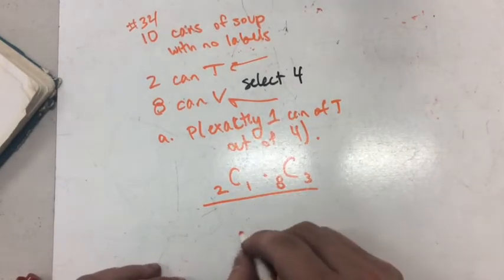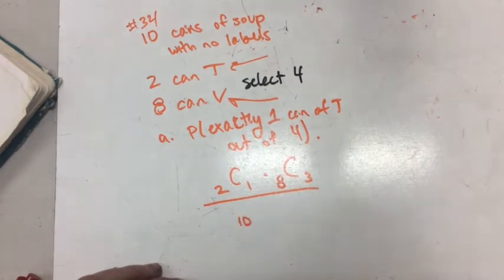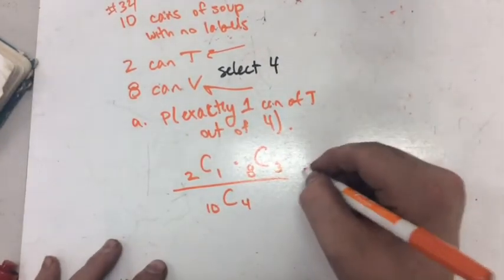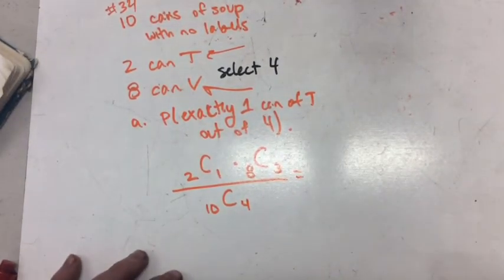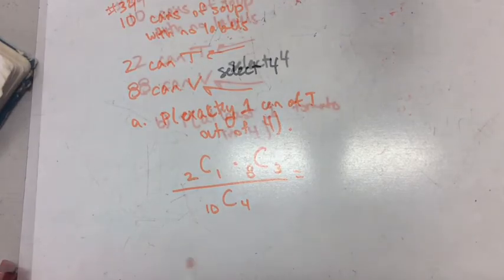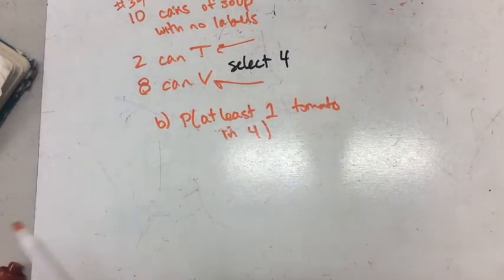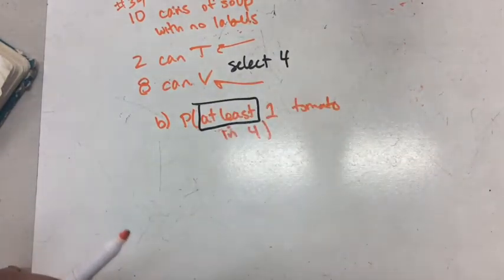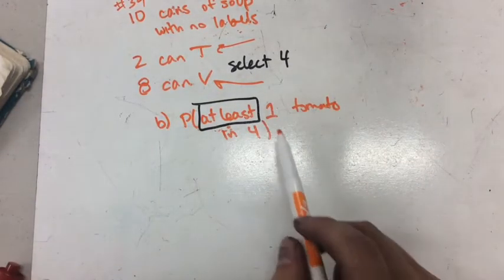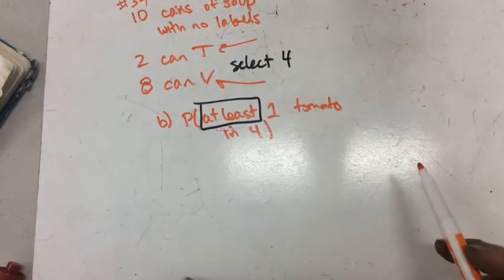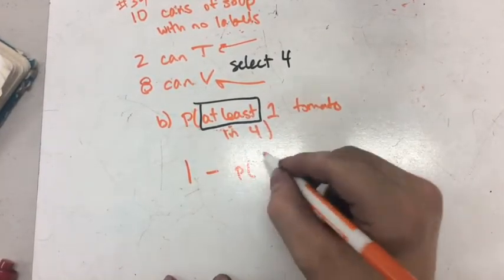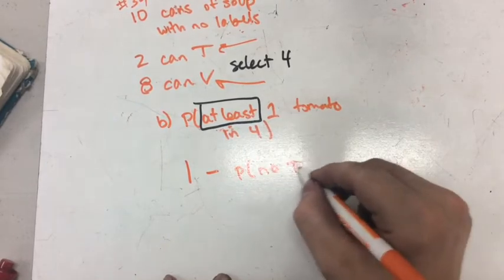So how many cans of soup are there? There's 10. And how many of them are we choosing altogether? We're choosing 4. This is the setup for combinations. I'll allow you guys to get the number at home. Okay, part B asks for the probability of at least 1 tomato can. The best and easiest way to do this is to say 1 minus the probability of no tomato cans.